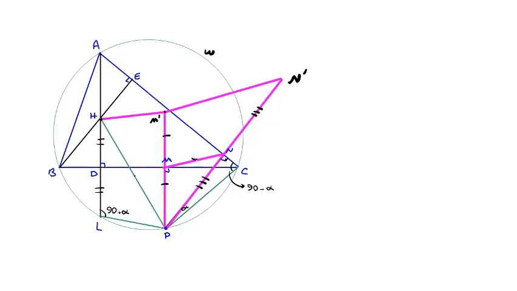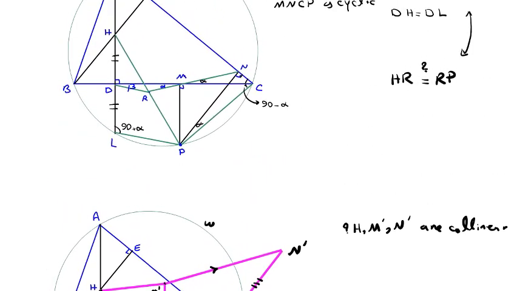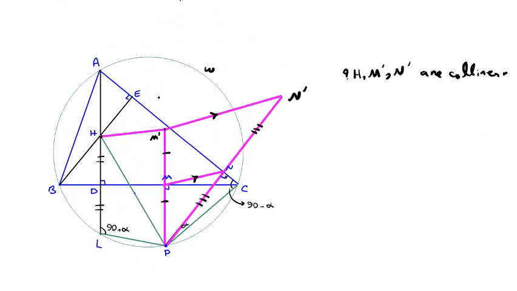Because I know it is parallel to this and it is a midpoint, if I prove that these two lines are the same, if I say HM prime and N prime are collinear, I want to prove this. If I prove that these 3 points are collinear, then this is also parallel to HM prime, and you can say it passes through half of HP, the midpoint of HP, and then we can say, okay, HR equals RP.